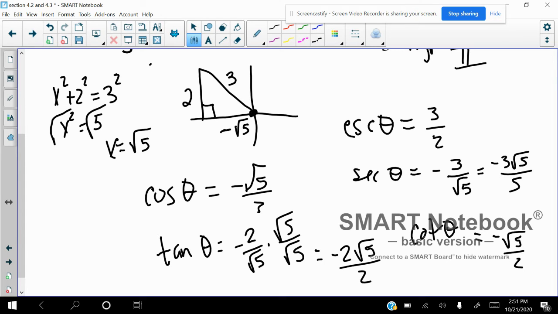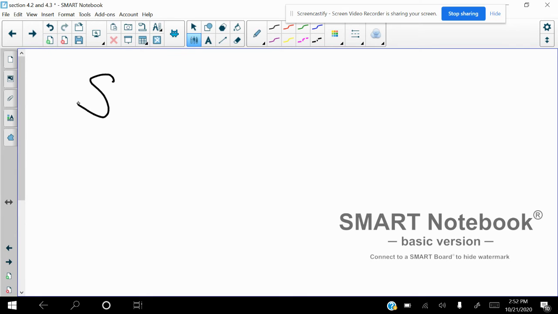If you take a look, your sine and your cosecant are the only positive values. Your cosine and tangent and the reciprocals are negative. All of this really is just using the Pythagorean theorem. The other important piece is that you remember this.